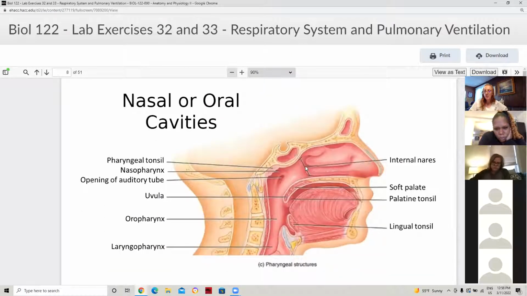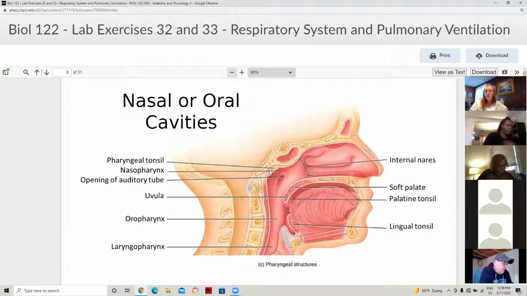So internal nares coming back, shifting a little bit more posteriorly and including the part of the oral cavity. The palatine tonsil. Oh wait, bear with me here. The internal nares, soft palate. The pharyngeal tonsil, right here, very right next to the nasal pharynx.